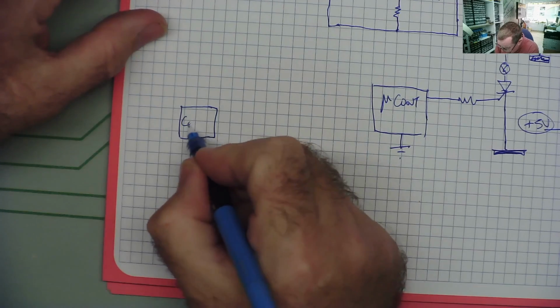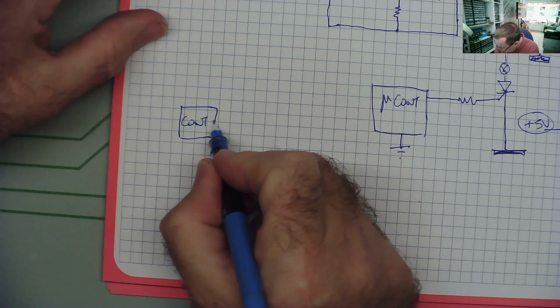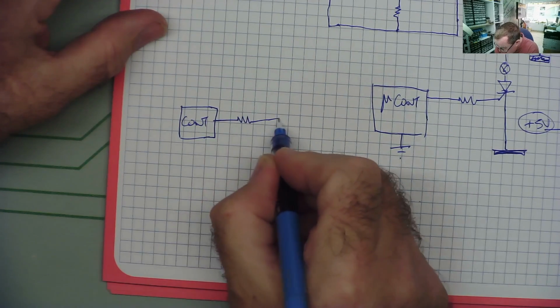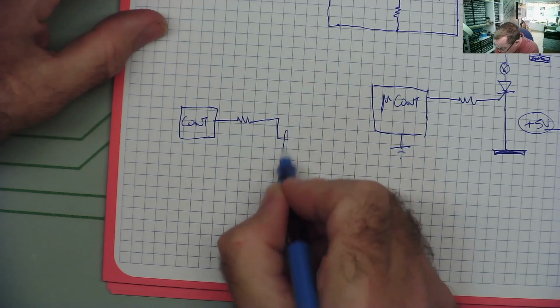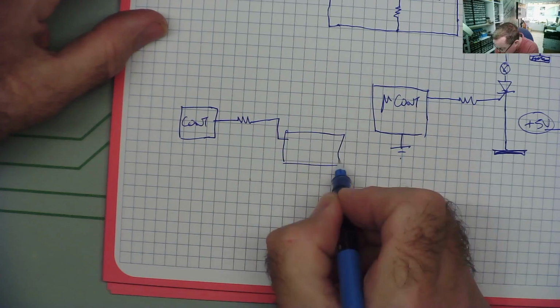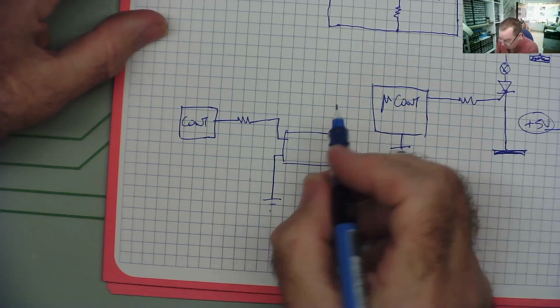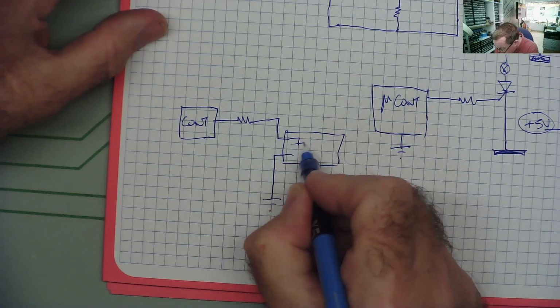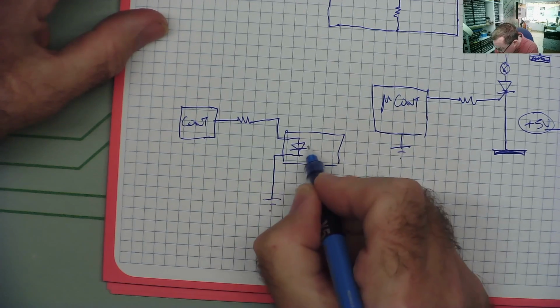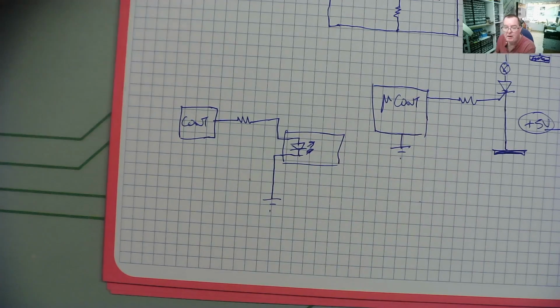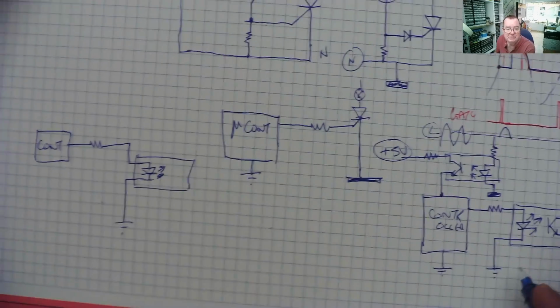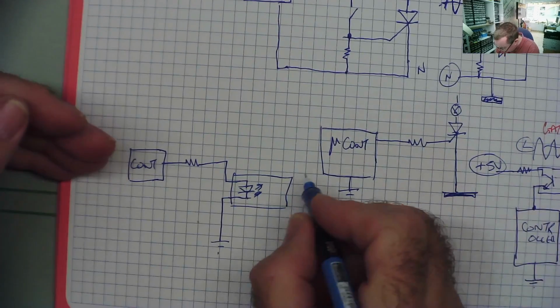Your controller, your resistor, your opto isolator, safety ground. This is the LED, and instead of having a photo transistor, it will have a photo thyristor.